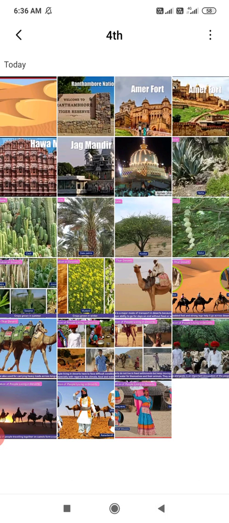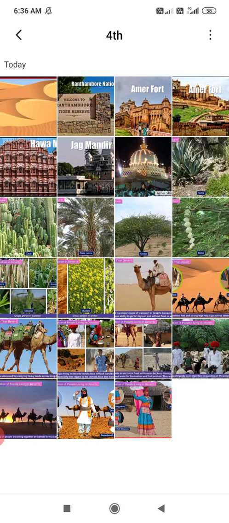Now, we'll look at some important cities of the desert. Some big towns like Bikaner, Ganganagar, Jaisalmer, Jodhpur, etc. They have beautiful palaces and forts.